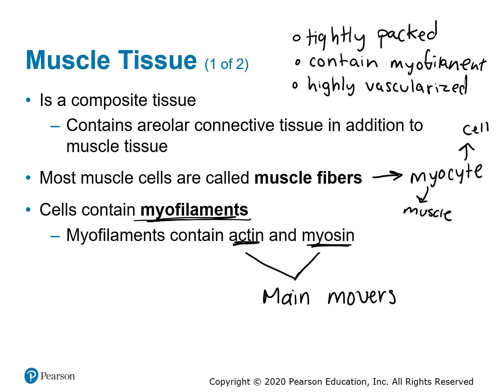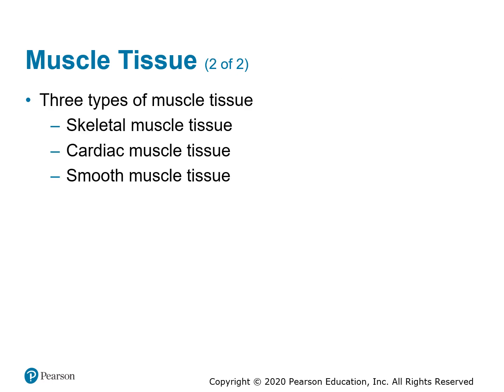There are 3 distinct types of muscle tissue, that being your cardiac muscle, your skeletal muscle, and your smooth muscle. We're going to talk about all of these in more detail, don't worry. Your skeletal muscle is voluntary, while your cardiac and your smooth muscle are involuntary.